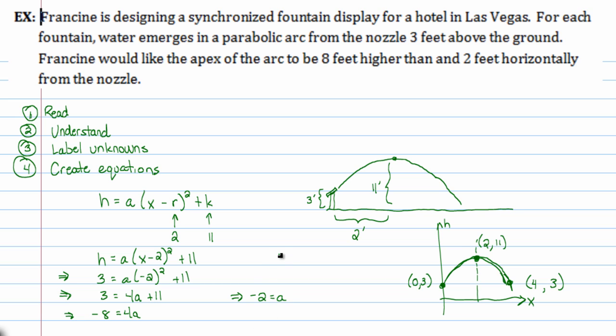So my equation here is going to say the height of the water should be given by negative 2 times the quantity x minus 2 squared plus 11. Perhaps she has to plug that into some type of computer or something like that so that it knows how to aim the nozzle, whatever it may be. But that is the equation that the water follows.